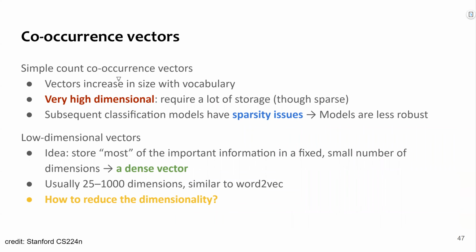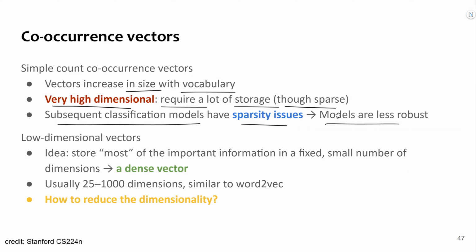And these simple count co-occurrence vectors increase in size with vocabulary. It's going to be very high dimensional and require a lot of storage, though sparse. And subsequent classification models have sparsity issues. Models are not robust. And we want low dimensional vectors. That's why word vectors came out.